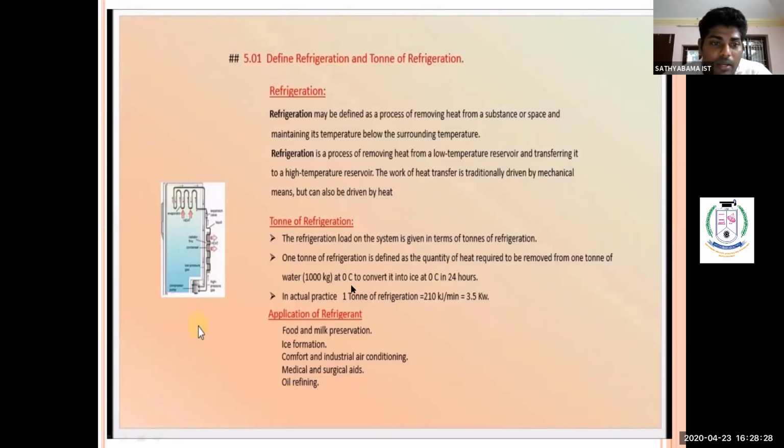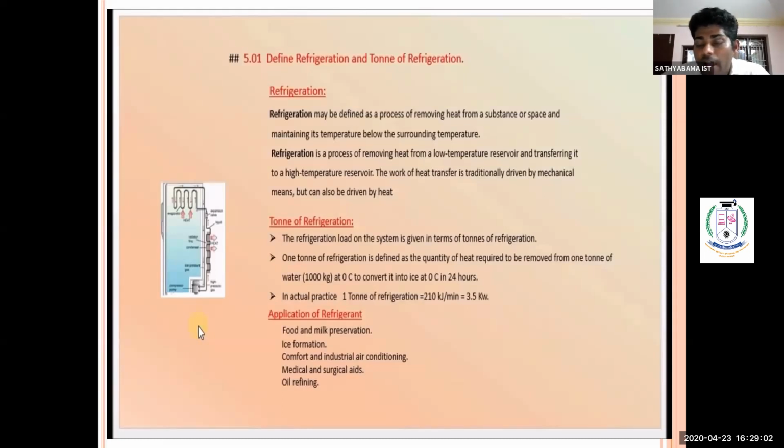Look at this diagram. I'm moving the cursor. See, this is the type of refrigeration. We need to cool the object inside this refrigerator. If you want to cool something, what do we have to do? We have to reject the heat from that particular portion. For rejecting that heat, we need to use the refrigeration process. That is the first point they have mentioned. Refrigeration may be defined as the process of removing heat from a substance or a space. If we need to cool a space or a substance, we have to reject the heat from it and maintain its temperature below the surrounding temperature.